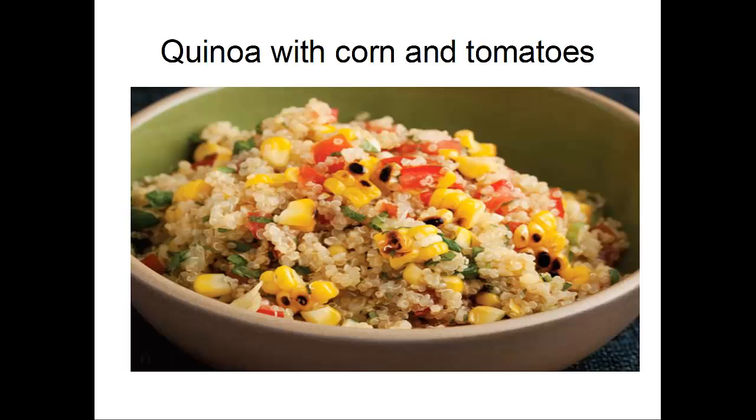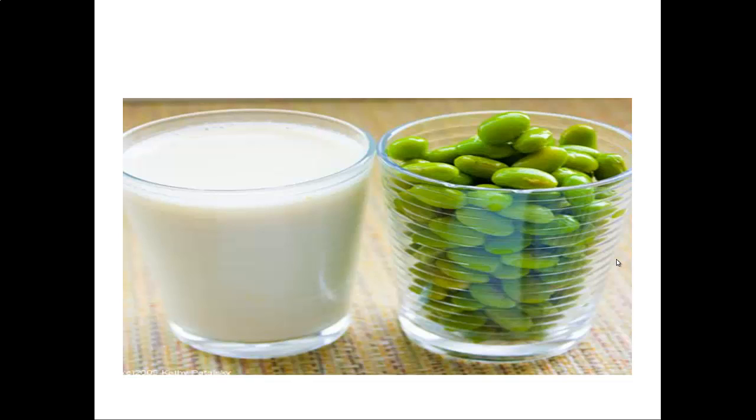Another example of a meal is quinoa with corn and tomatoes. Quinoa is a South American grain that is almost like a mixture of a bean and a grain together. Quinoa is a complete protein within itself. When added with corn, even more protein is added to this meal to make it an even stronger protein.